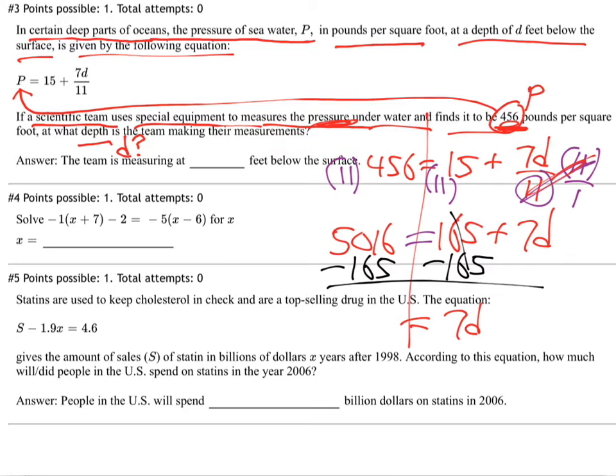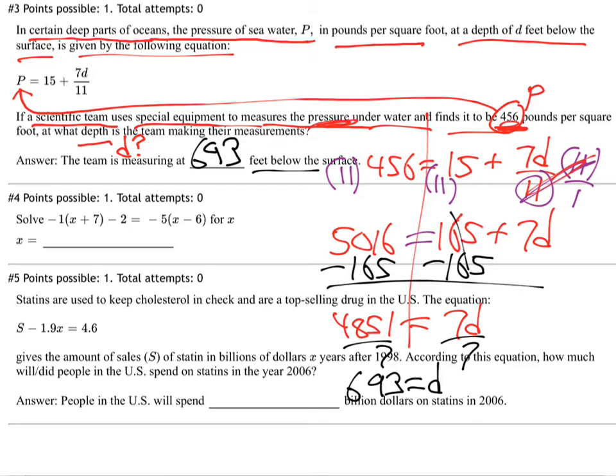I'm getting 4851. Last step to get D alone, divide by 7. And my calculator tells me it's 693. It's the depth, 693 feet below the surface. There it is on that one.